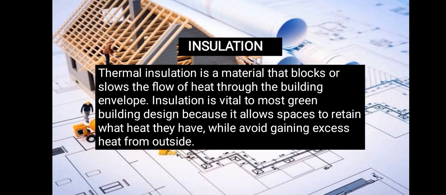Insulation. Thermal insulation is a material that blocks or slows the flow of heat through the building envelope. It's vital to most green building design because it allows spaces to retain what heat they have while avoiding gaining excess heat from outside. In other words, insulation is a material that resists or blocks the flow of heat energy.